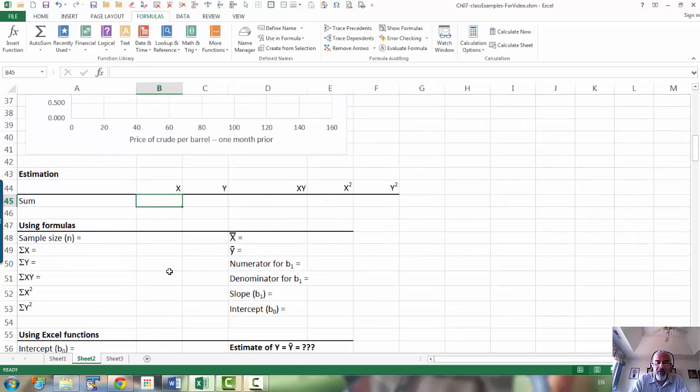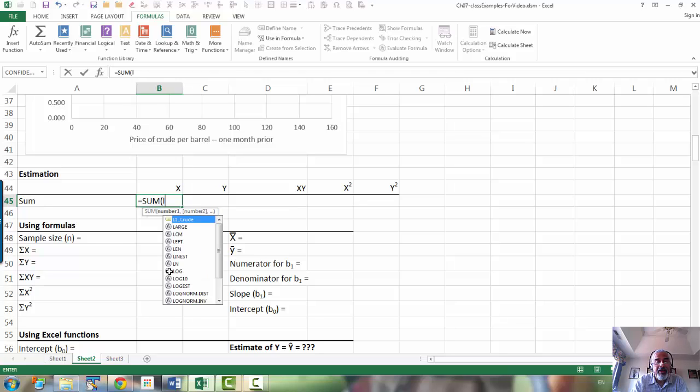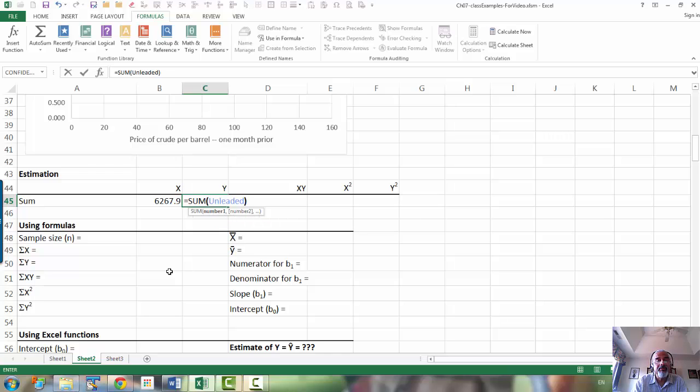So this is the sum of x. So we have sum of L1 crude, that's our x. Now sum of y will be sum of unleaded, that is the name. Now the sum of x times y is given by SUMPRODUCT. The function that we use is SUMPRODUCT between x and y, so that will be L1 crude, comma, unleaded. That will give us x times y for each pair, and then the sum of those products.